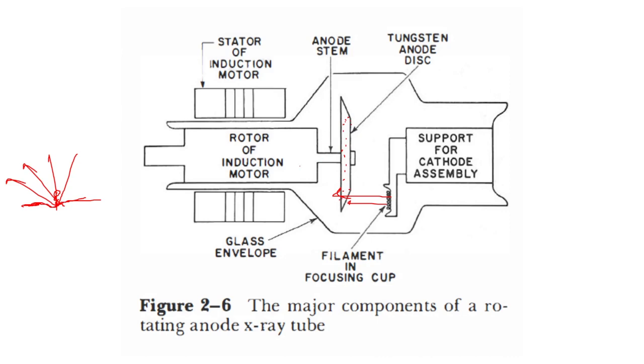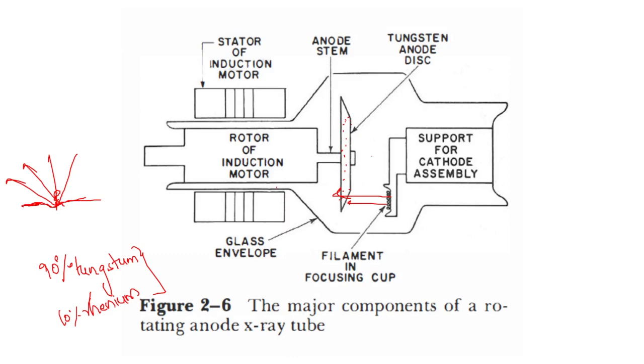To prevent that, we have started using an alloy of 90% tungsten and 10% rhenium. Using 90% tungsten and 10% rhenium has made the anode more resistant to surface roughening and surface pitting because of the high thermal capacity.